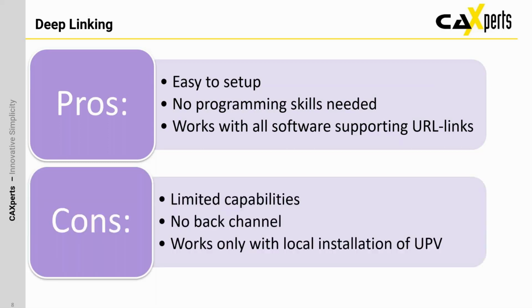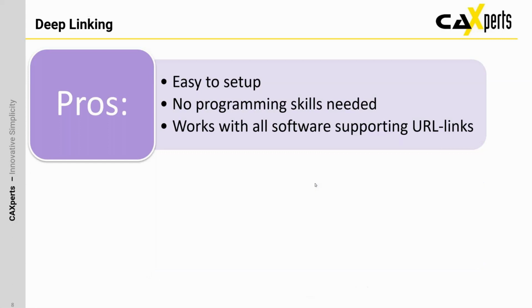What are the downsides? So deep linking has limited capabilities. One of the biggest is there is no back channel. So it's only firing commands in the direction of UPV, and that's it. And it works only with a local installation of UniversalPlantViewer. And that's not true, because we are currently working on a small software you can install on any computer, and then it will also work with the browser-based viewing.